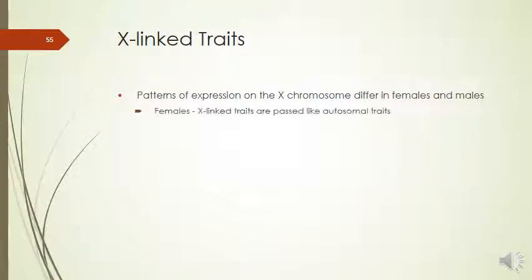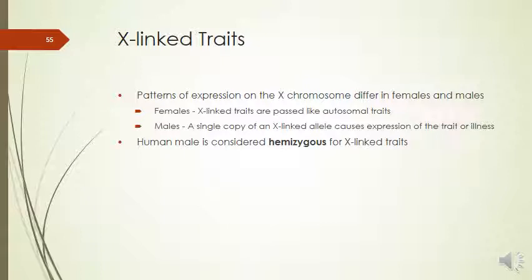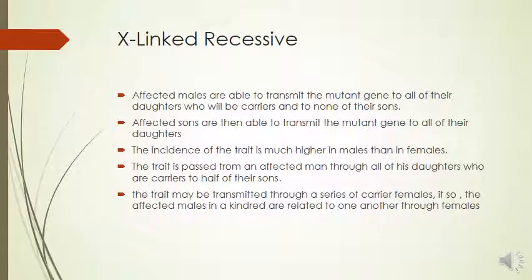In looking at X-linked traits, the patterns of expression on the X chromosome differ in females and males. In females, X-linked traits are passed like autosomal traits. In males, a single copy of an X-linked allele causes expression of the trait or illness, and a human male is considered hemizygous for X-linked traits. In X-linked recessive diseases, affected males transmit the mutant gene to all of their daughters, who will be carriers, and to none of their sons.